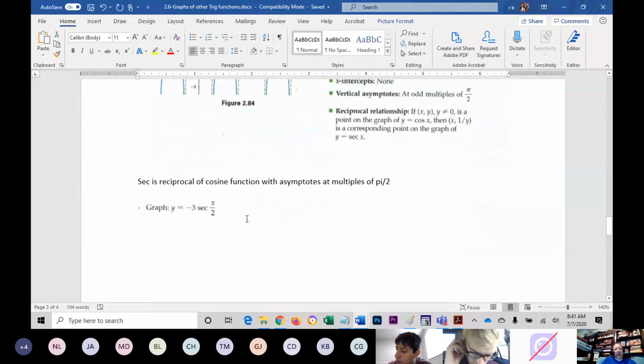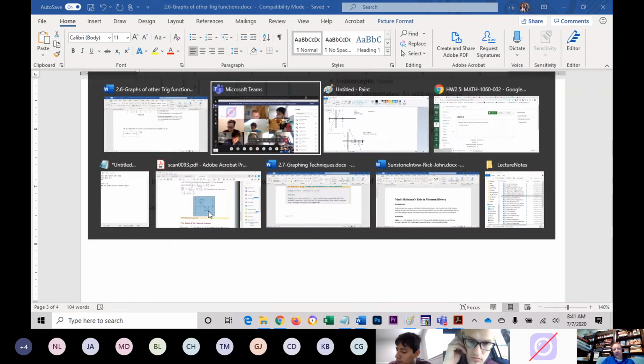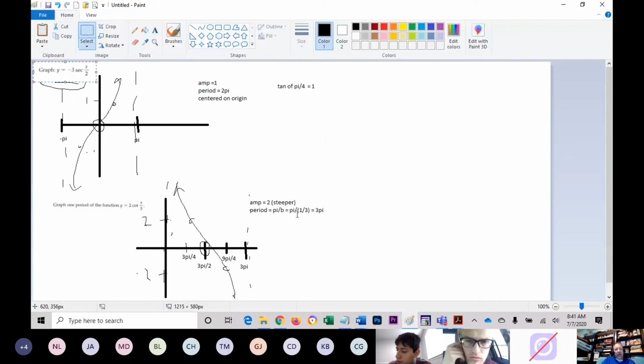So let's do this one. Graph y equals -3 times the secant of x over 2. I don't know if I dare copy this because it was such a bad copy last time, but we'll try it.